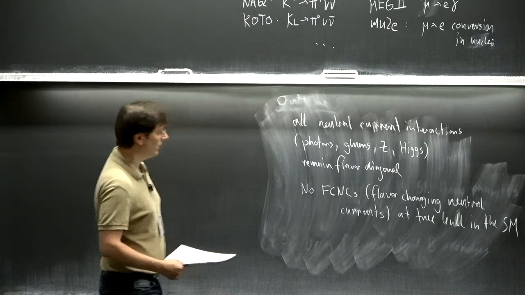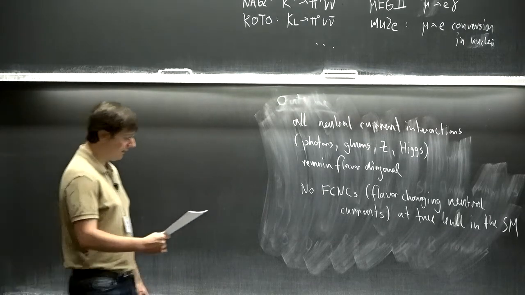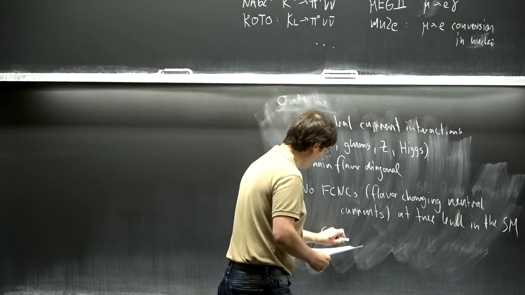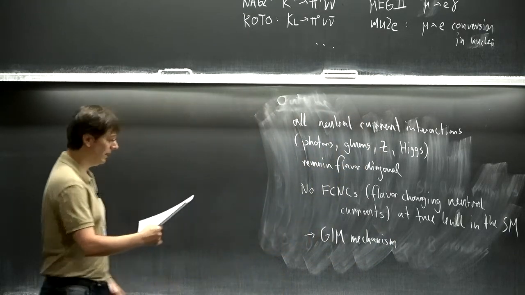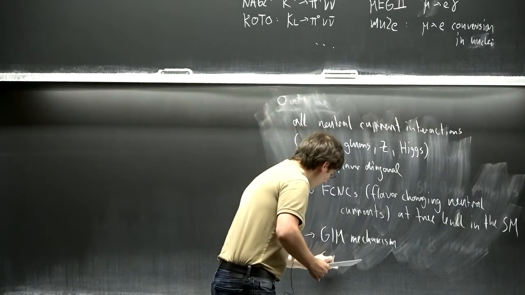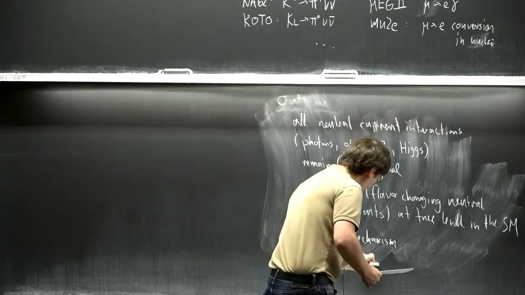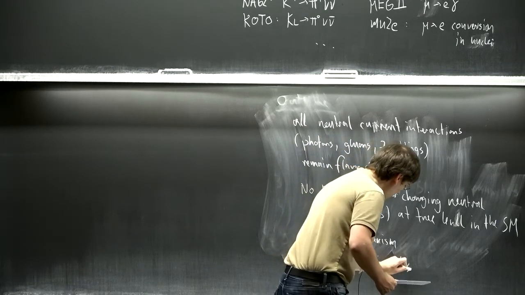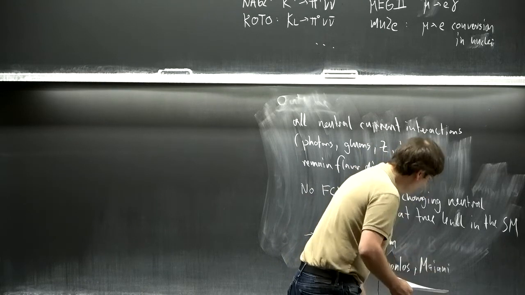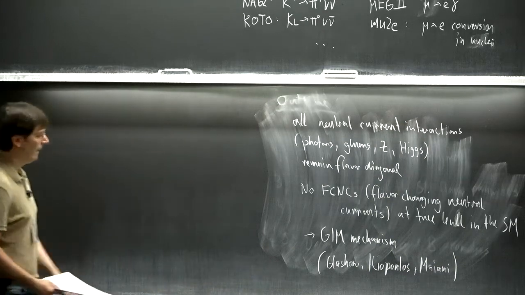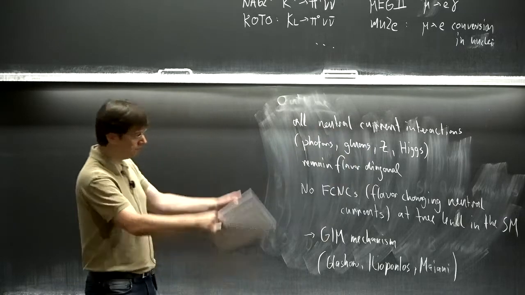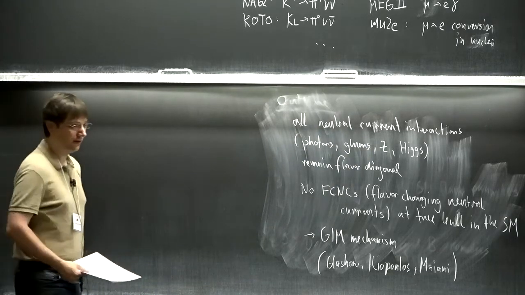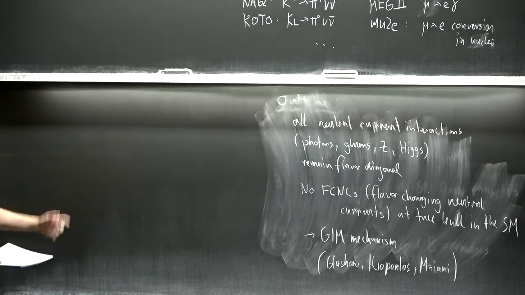Yes, and this absence of flavor-changing neutral currents at tree level, that is sometimes referred to as the GIM mechanism. Named after Glashow, Iliopoulos, and Maiani. And it basically boils down to the fact that there are these three full generations, and one can have these unitary transformations among the various generations of quarks and leptons.